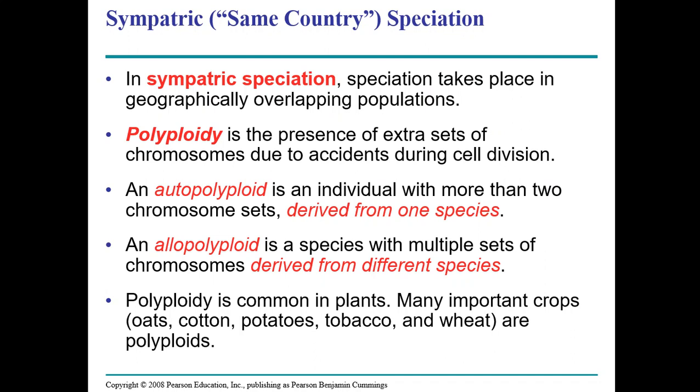An autopolyploid is an individual with more than 2 chromosome sets. Okay? More than 2 chromosome sets derived from one species. Pag allopolyploid is a species with multiple sets of chromosomes derived from different species. Okay, derived from different species.